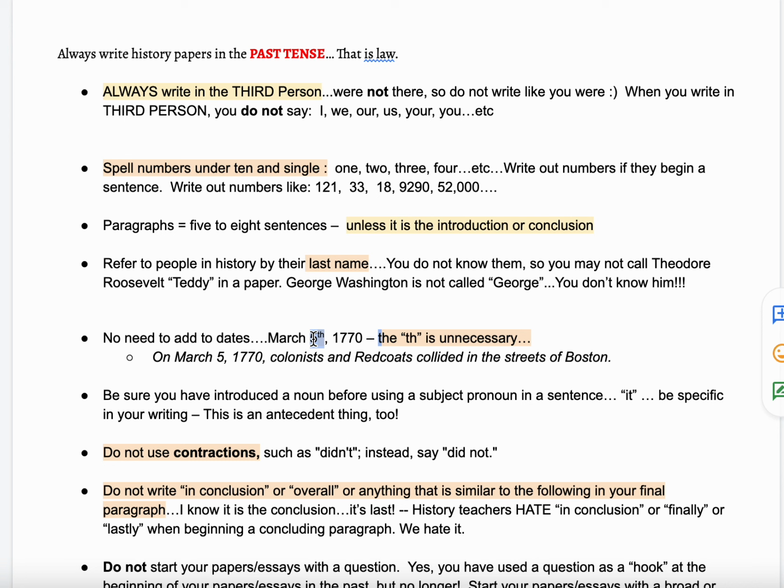You don't put the TH there. The th is unnecessary. You just write out a date like this. If you put the TH in there, this is how it reads. On March 5th, 17... That's not how it works. Just write the date, would you?